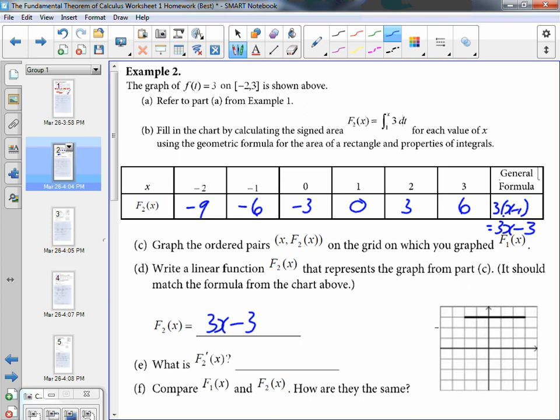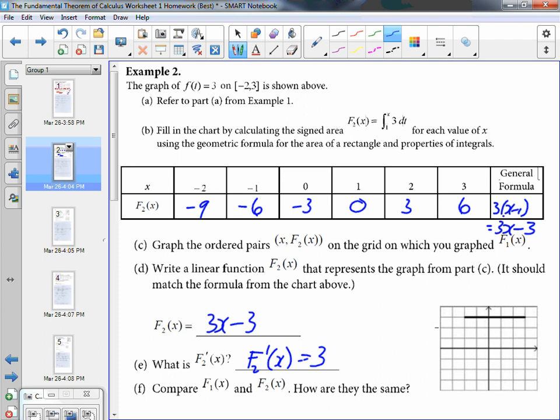All right, so what's the derivative of this capital F? The derivative of the -3 is 0. The derivative of 3x is 3. So capital F prime of x is 3. All right, compare the two capital F's. How are they the same? They have the same derivative. They only differ by a constant. All right, like we said before, it's the y-intercept that's different.